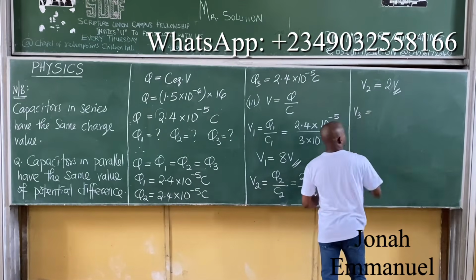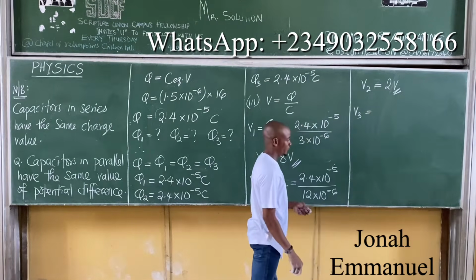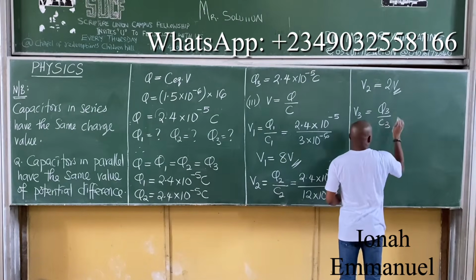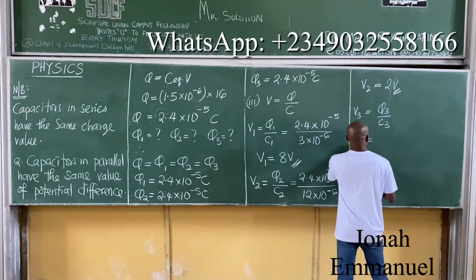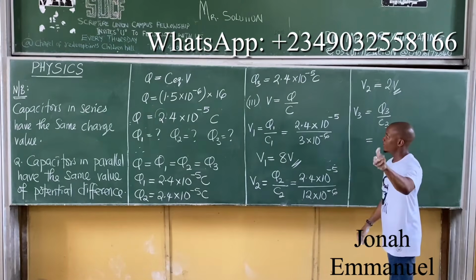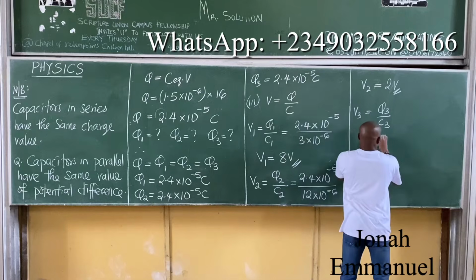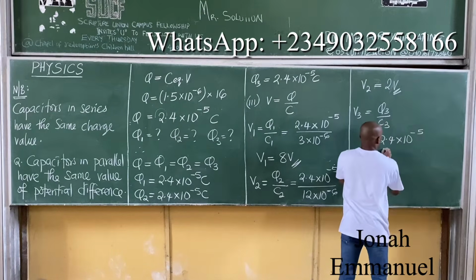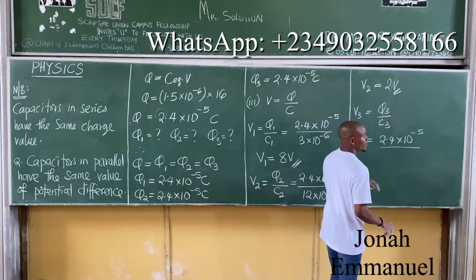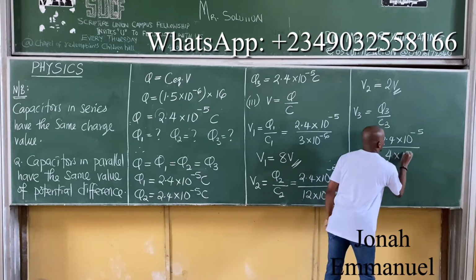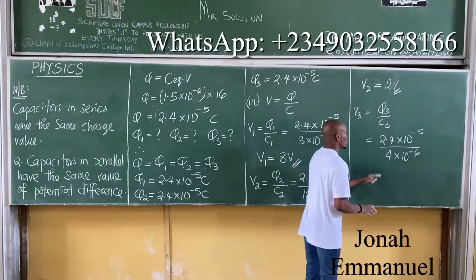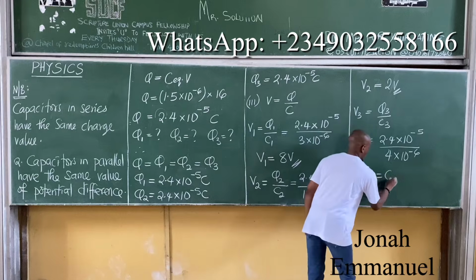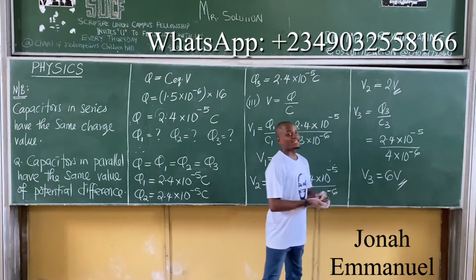Finally, V3. The potential difference on the third capacitor V3 is equal to Q3 over C3. Q3 is the same thing here, 2.4 times 10 to the power minus 5, all over C3, which was 4 micro, 4 times 10 to the power minus 6. That means V3 is equal to 6 volts.